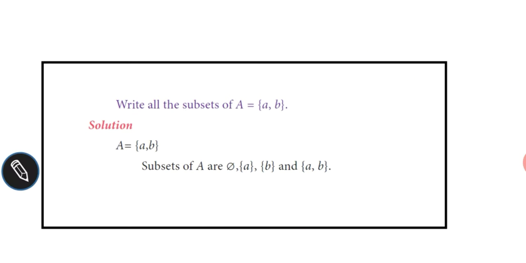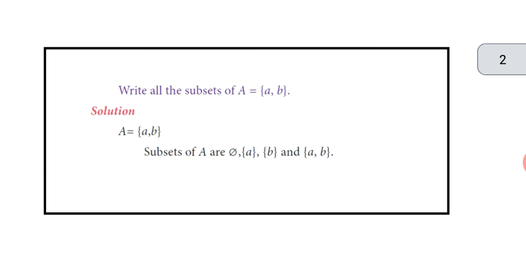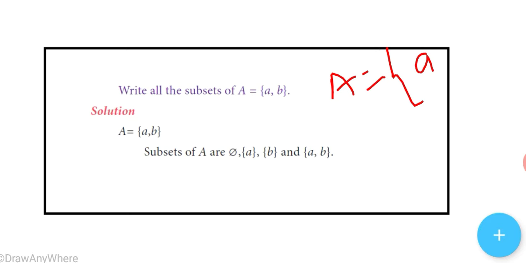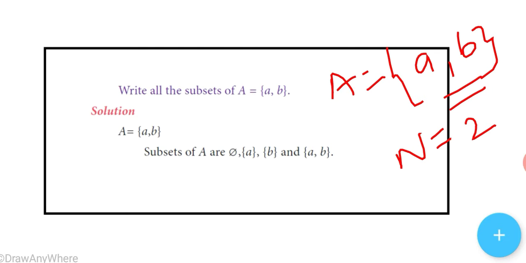Given that A equals {a, b}, this is the given set. It has two elements, so the number of subsets will be 2 power 2, which is equal to 4. Now we are going to see what those 4 subsets are.